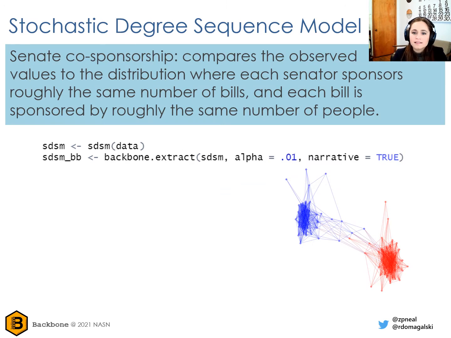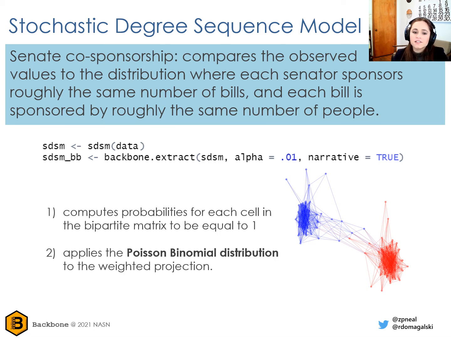So what about the stochastic degree sequence model? Here we're going to compare our observed data to the distribution where each senator sponsors about the same number of bills and each bill is sponsored by about the same number of people. Again, we call it just like we did with hypergeometric. We apply SDSM to our data, and then we plug those values into backbone.extract. What this function is doing is first computing a probability for each cell in the bipartite matrix to be equal to 1, and then applying a Poisson binomial distribution to the weighted projection, as opposed to the hypergeometric distribution that we saw before.